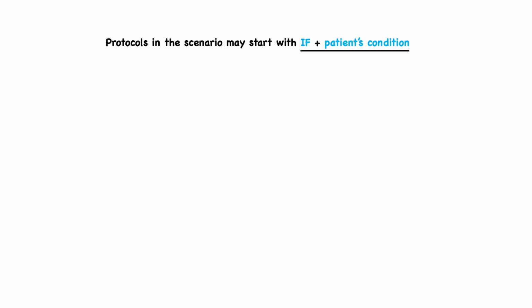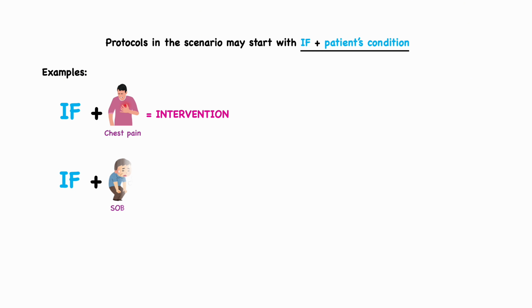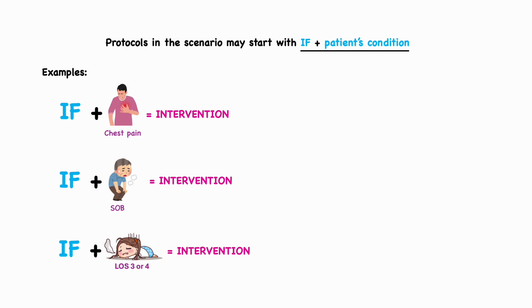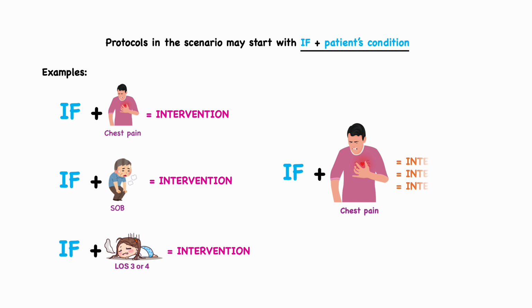Recognizing protocols in a scenario. Protocols often follow this pattern: if plus patient's condition, then intervention. Examples: if chest pain, then intervention. If shortness of breath, then intervention. If level of sedation is 3 or 4, then intervention. How to choose the right intervention: if multiple protocol interventions are listed, choose the one that has not been done yet.